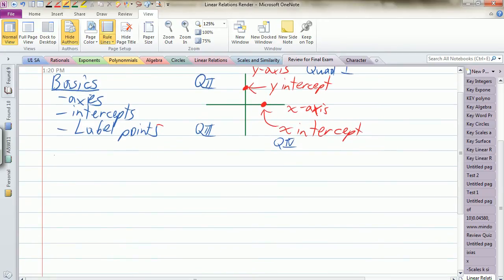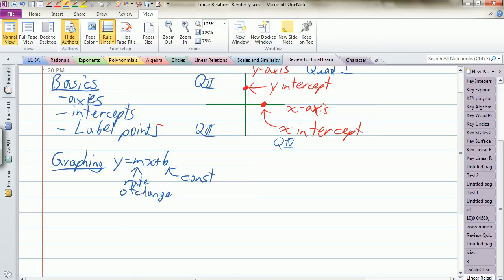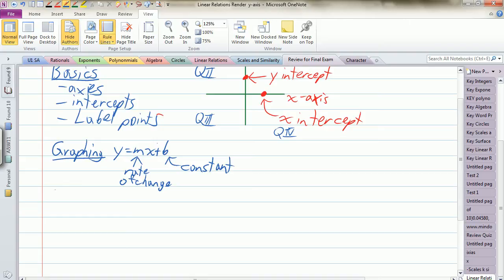Okay, so then we started graphing. We graphed most of our graphs from y equals mx plus b. You don't need to know that form. Usually we had a rate of change, which is your slope, and we had a constant, which is like our starting value. Okay. So if we get y equals 3x plus 2, we said make an xy chart and fill it in.